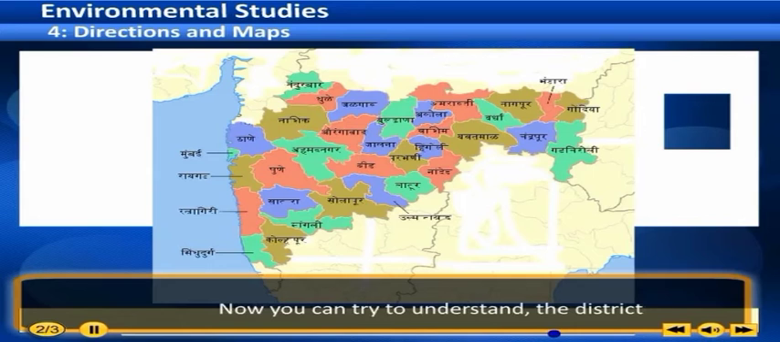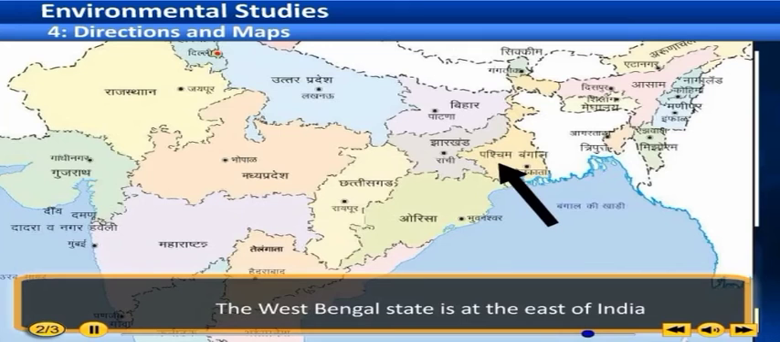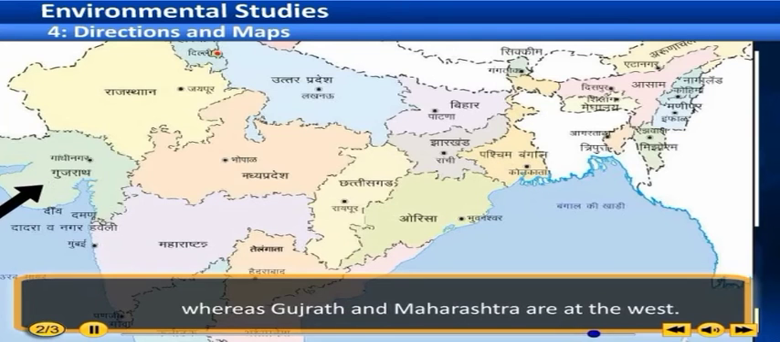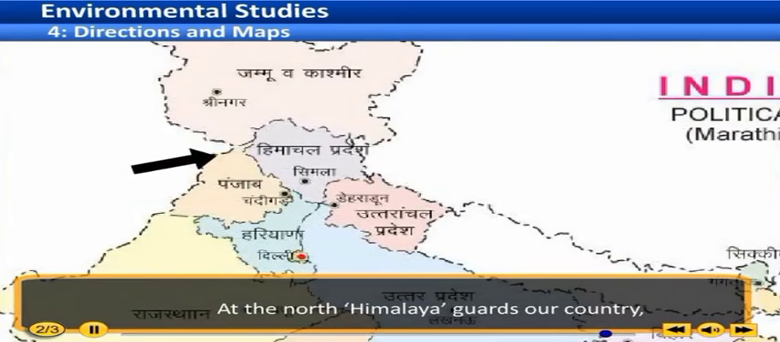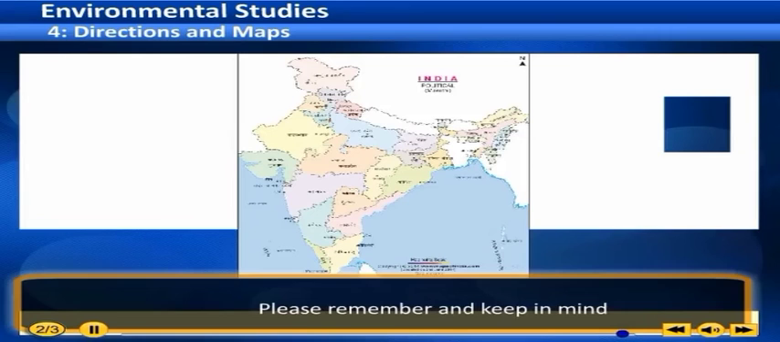Now you can try to understand the district, Maharashtra state, and India, and read the map with the help of index and directions. The West Bengal state is at the east of India, whereas Gujarat and Maharashtra are at the west. At the north, Himalaya guards our country. At the south, there is the Hindi Mahasagar. Please remember and keep in mind the map of our country.